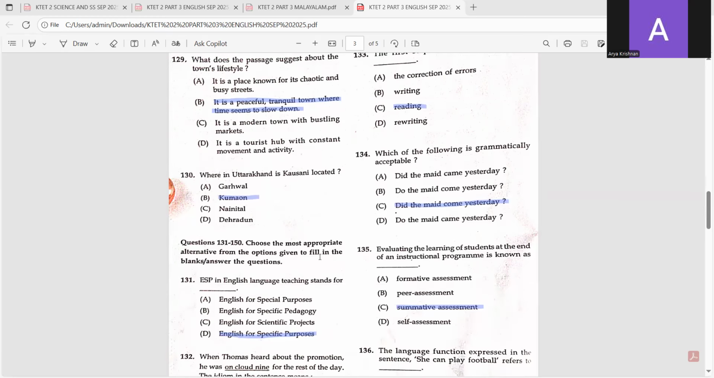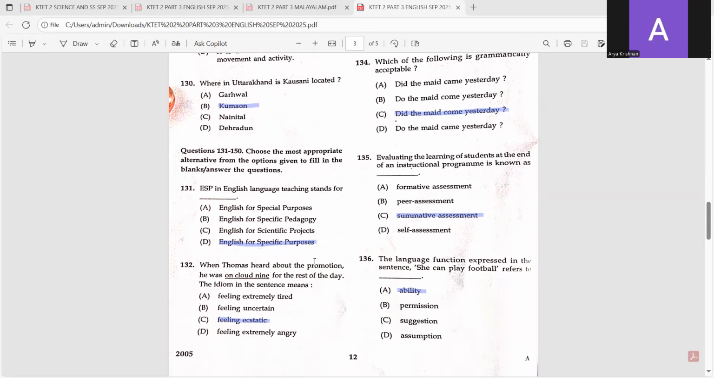134. Which of the following is grammatically acceptable? Did the maid came yesterday? Do the maid come yesterday? Did the maid come yesterday? Do the maid came yesterday? Answer is option C. Did the maid come yesterday?